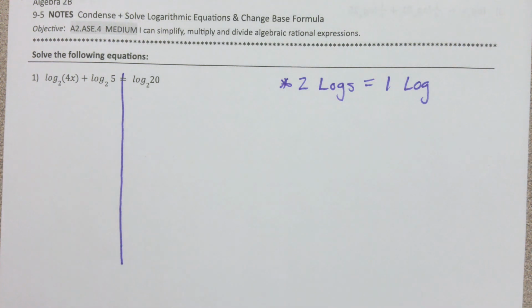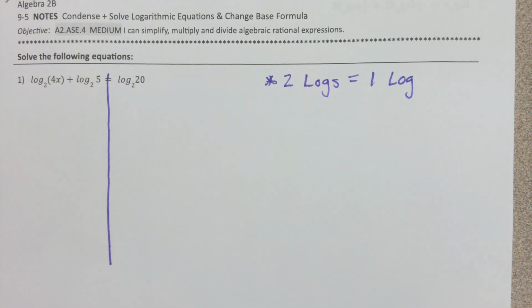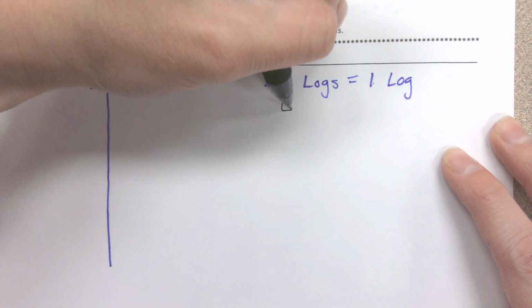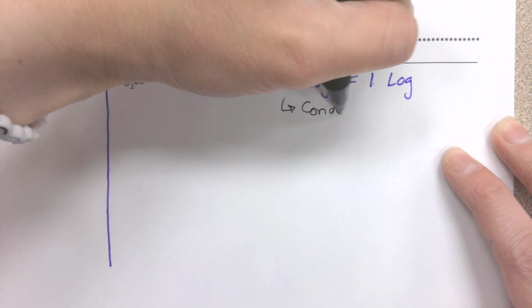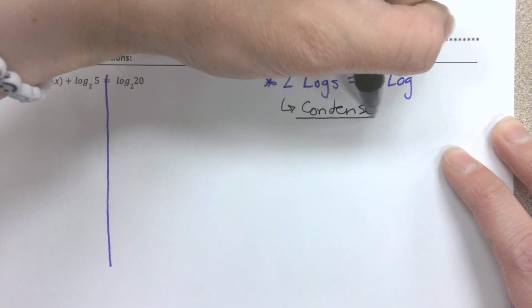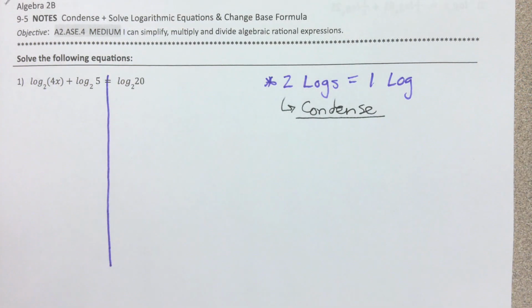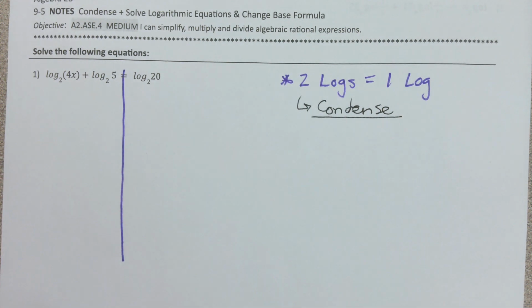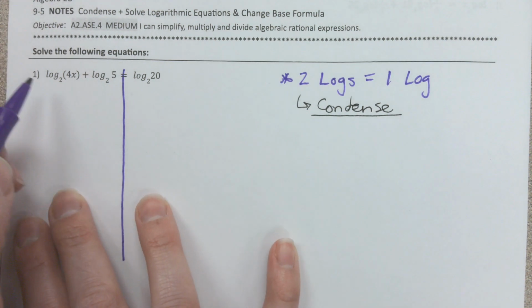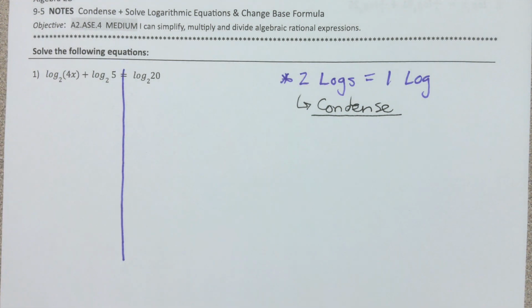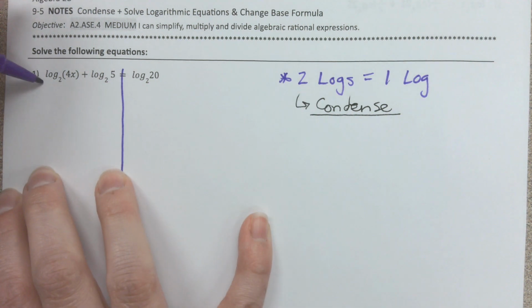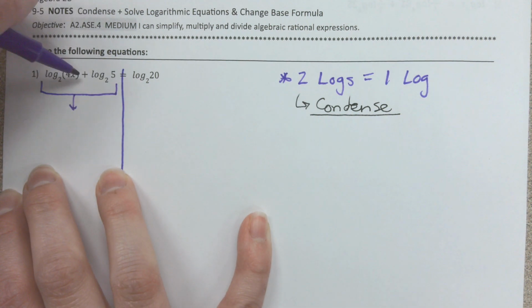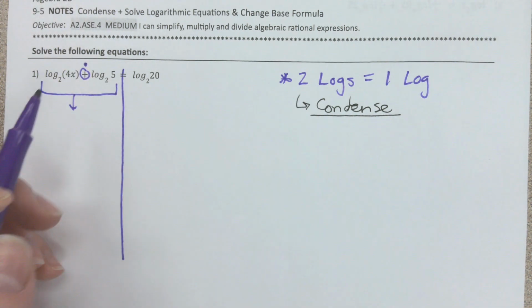Again, what we work with is log equals log, 1 on each side. So we need to get 2 logs down to a single log. We're going to condense. So that is the very first step, condense. On the left side, there are no exponents, so we just have to use the symbol in the middle. This plus tells me I'm actually just going to multiply the 2 terms together.